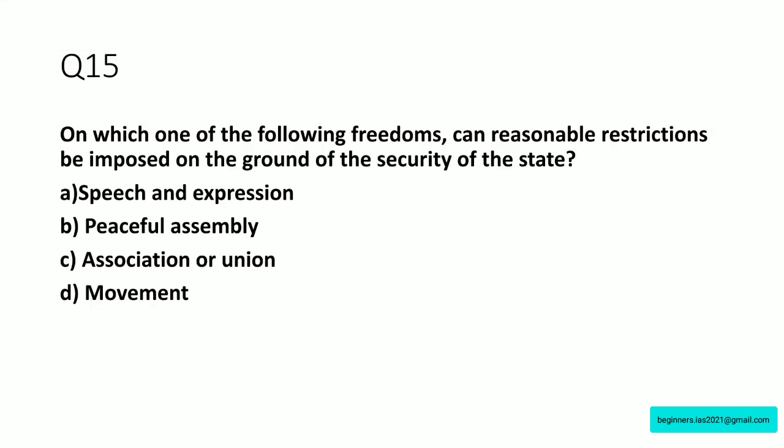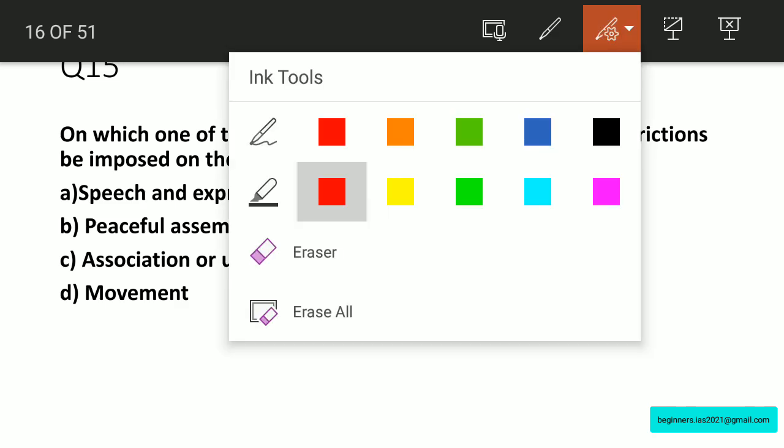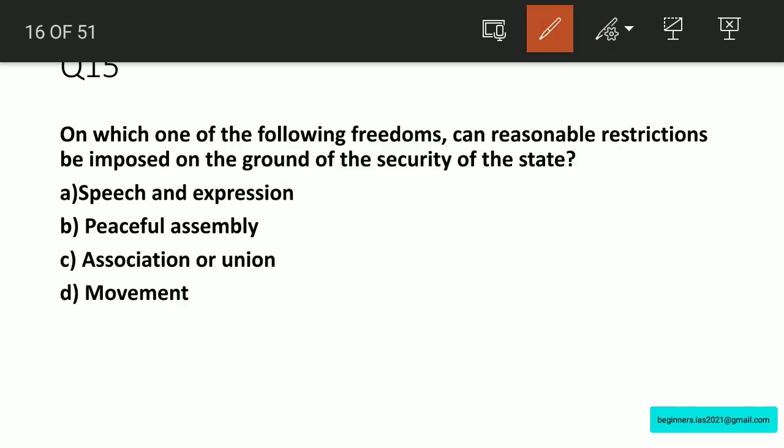So let us move on with question number 15. On which one of the following freedoms can reasonable restriction be imposed on the grounds of security of the state? If you take option number 1, speech and expression, yes, the security of the state is a reasonable restriction related to speech and expression. Therefore, the answer is A, speech and expression.